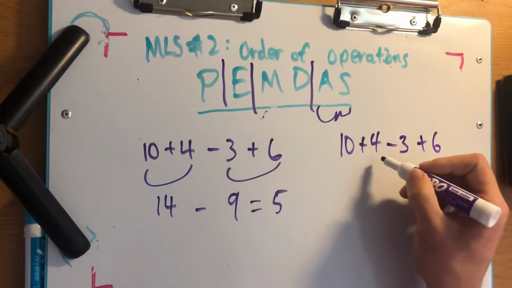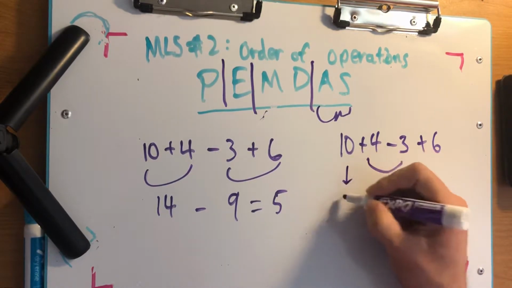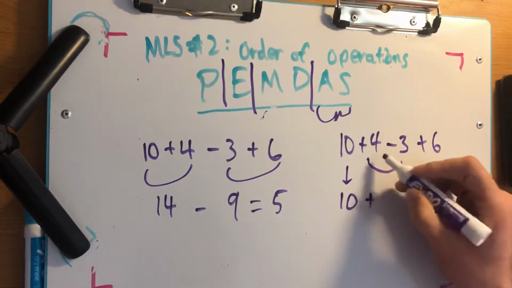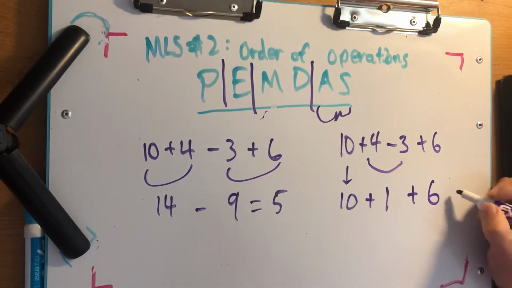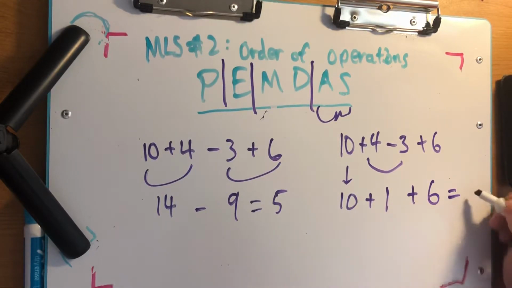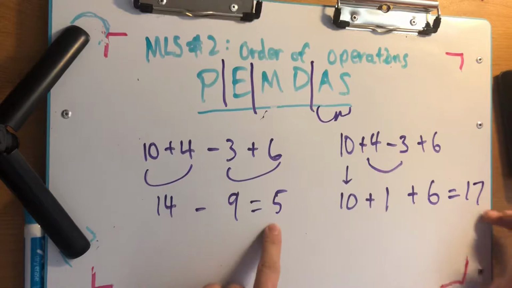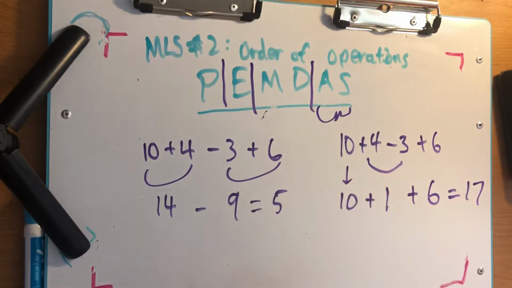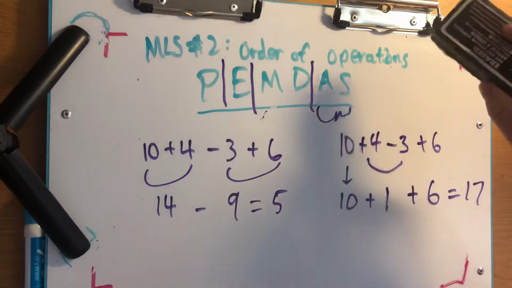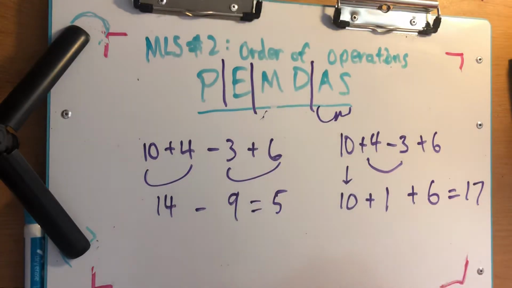I wanted to actually do this one first because it doesn't matter, right? We have, copy it down, 10 plus, well, 4 minus 3 is a 1, plus a 6. Uh-oh. 10 plus 1 plus 6, that's 17. What's going on here? These two answers don't match. Mr. Yao, you just said these orders don't matter. Well, they don't. But we have to understand what order of operations means.